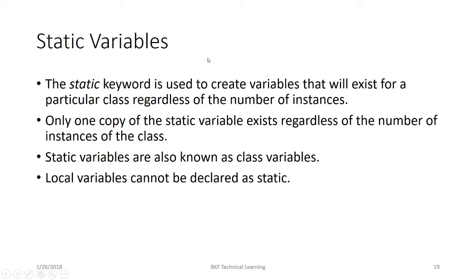The static keyword is used to create variables that will exist for a particular class regardless of the number of instances. Only one copy of the static variable exists regardless of the number of instances of the class. Static variables are also known as class variables because they exist for a class. Local variables cannot be declared as static.